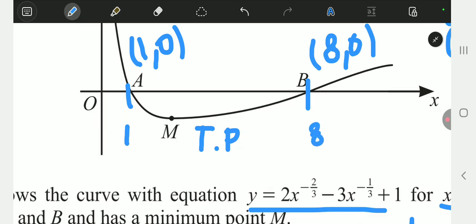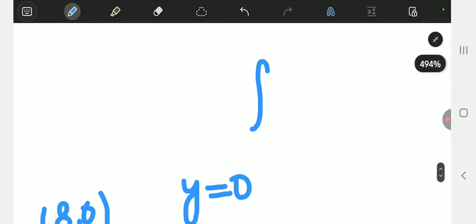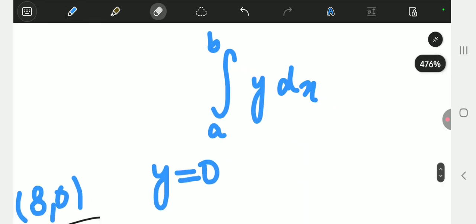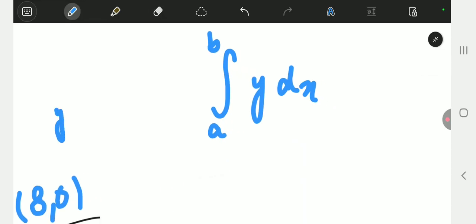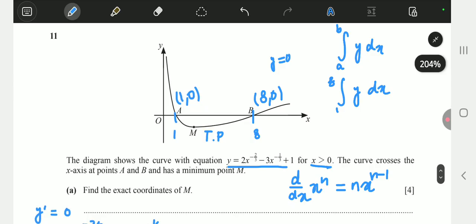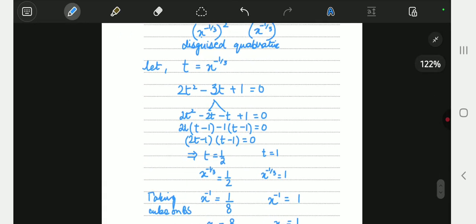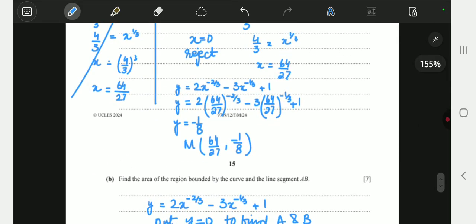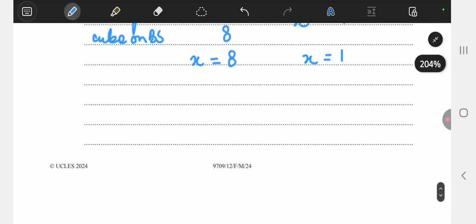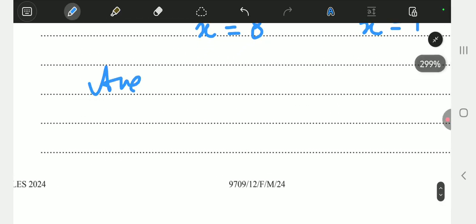So we are supposed to integrate our equation of curve from A to B, y dx. That means we need to integrate our equation of curve from 1 to 8 to get the area under the curve, the area of the region bounded by the curve and the line segment AB. So let's do that. Your area would be equal to the integral from 1 to 8.